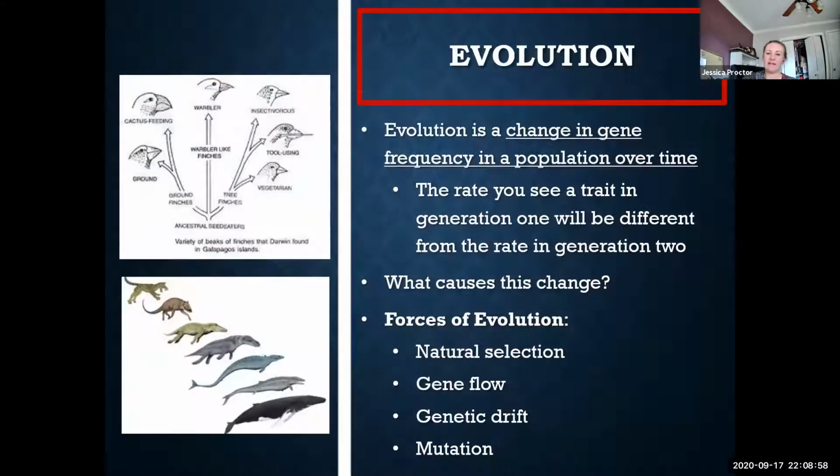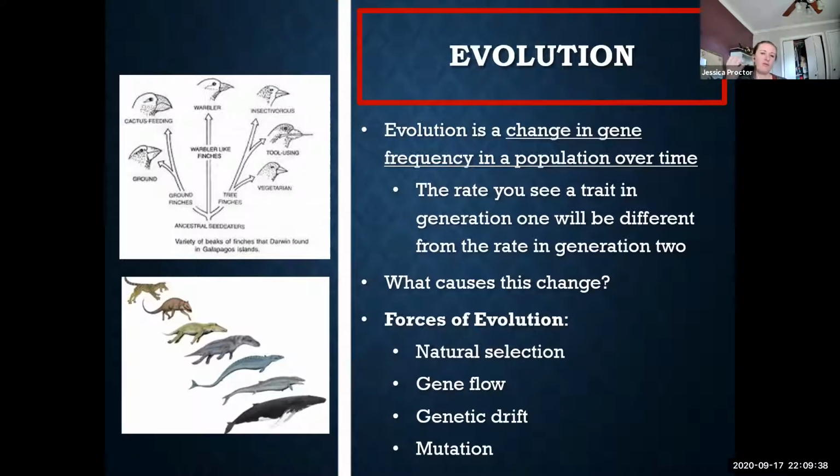So a definition of evolution is a change in gene frequencies in a population over time. Essentially that's what we're going to measure using the Hardy-Weinberg equation. The rate you see a trait in different generations, generation 1 will be different from the rate in generation 2. If you're seeing that the frequencies and percentages for homozygous dominants versus heterozygotes versus homozygous recessives are changing, then you know that evolution is operating on that trait at that time. So what causes these changes?